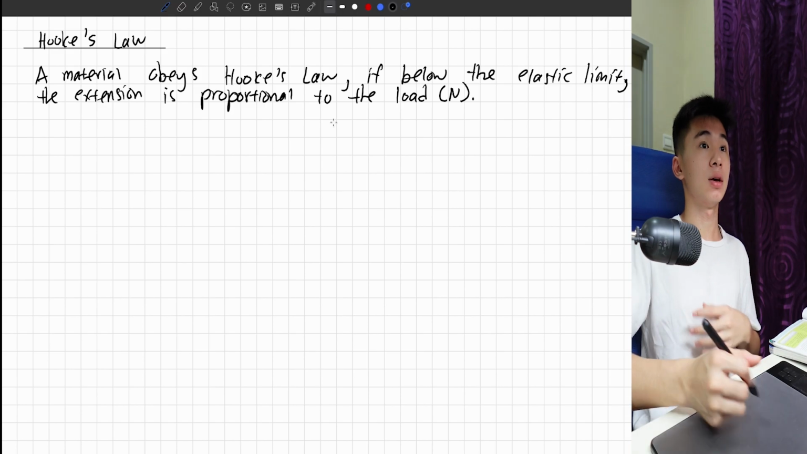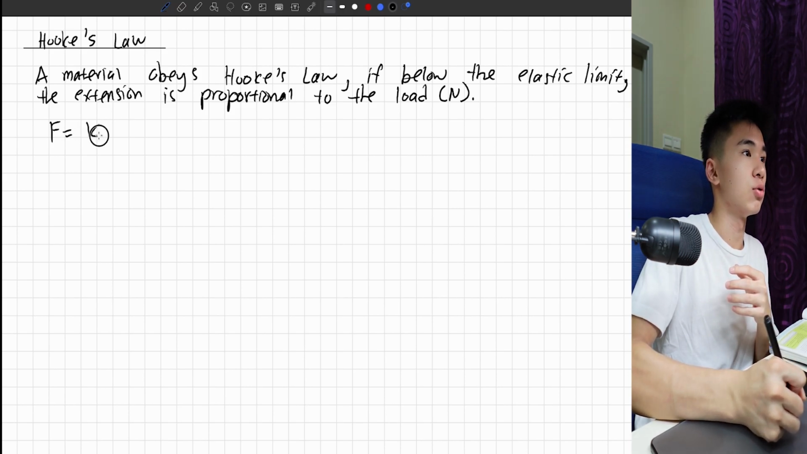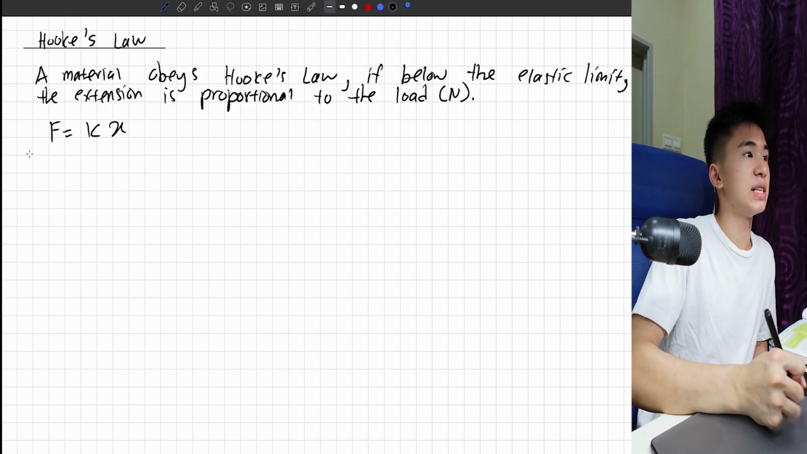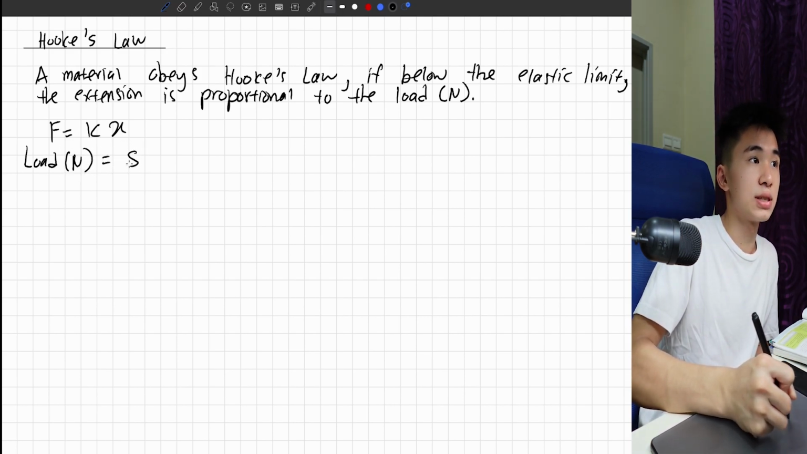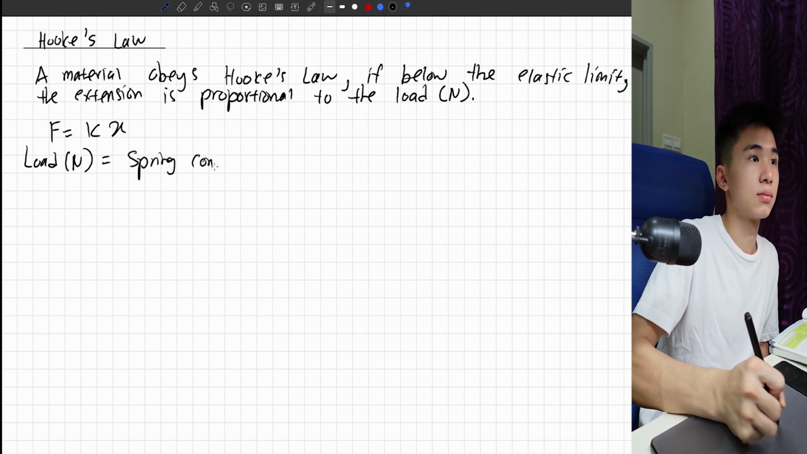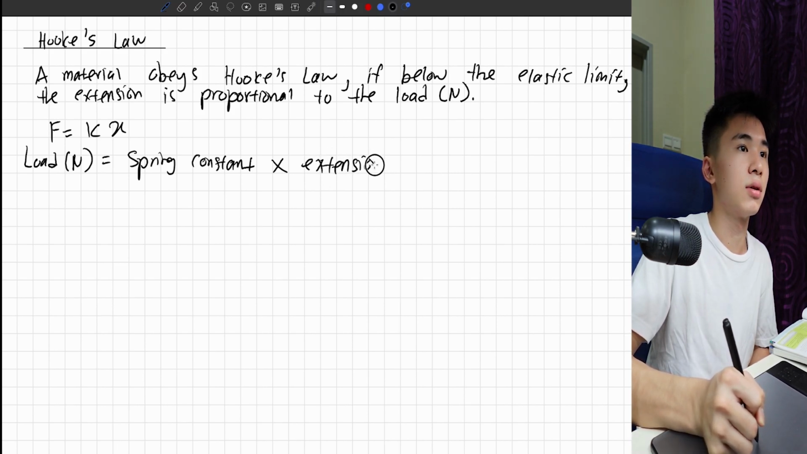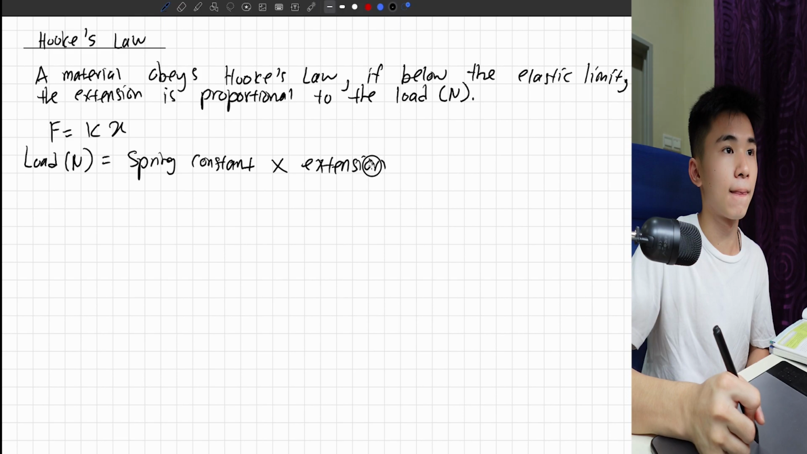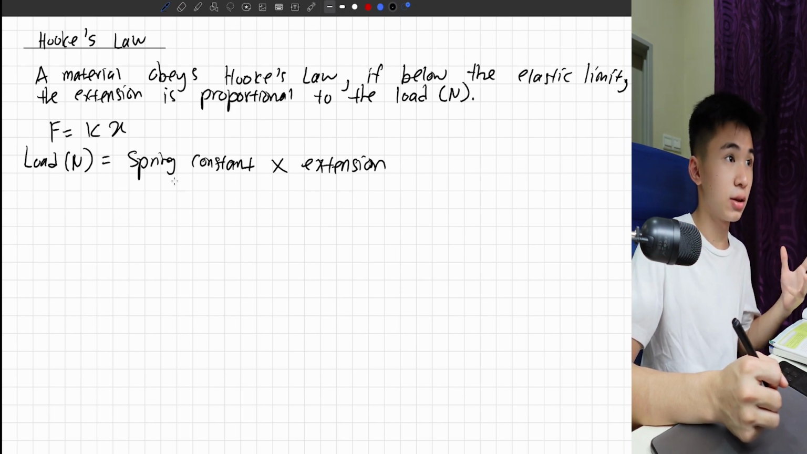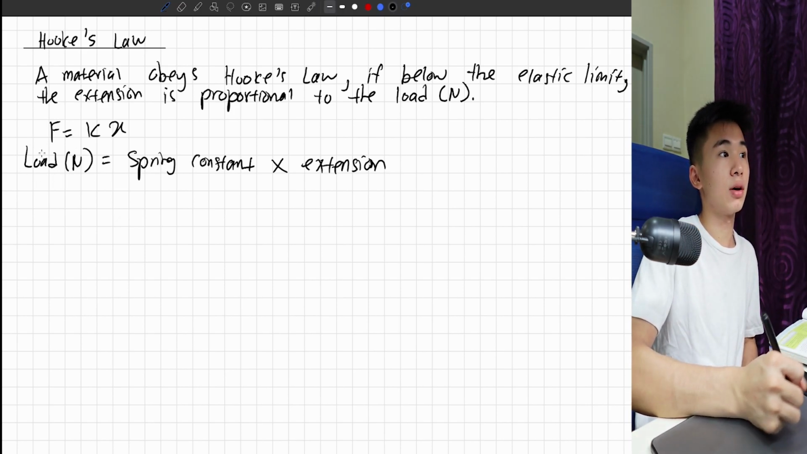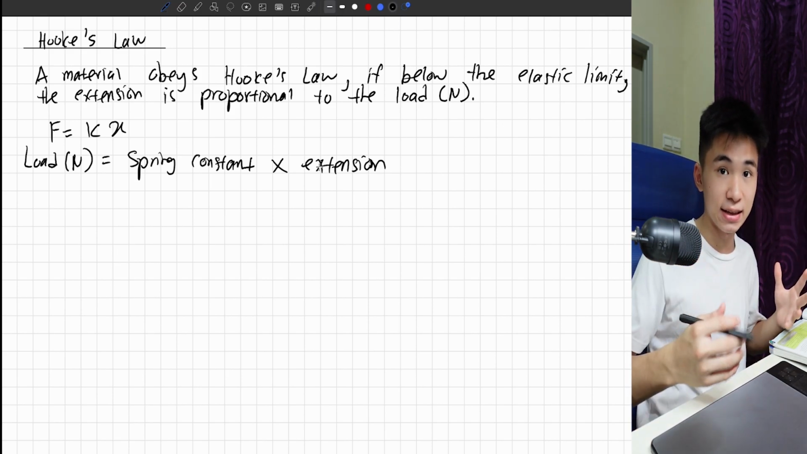which is force. So Hooke's law has its own formula, which is F equals to Kx. The F here is the load, which is the force, and the K is the constant, the spring constant. And the x right here is the extension of the spring, okay? So the spring constant is the K, which is the constant, the gradient. And the load is the force, and the extension is how much the spring has extended, okay?